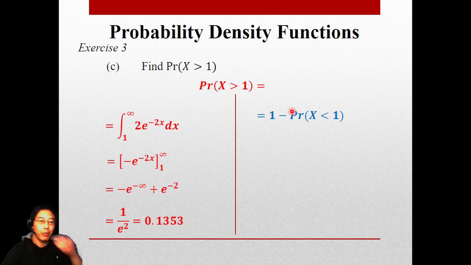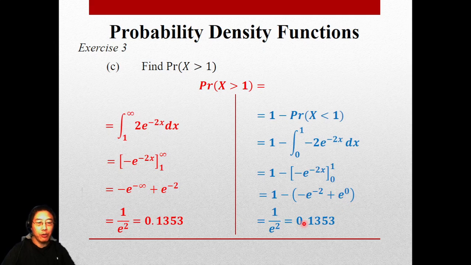Another way, alternate method. You can use the complementary. So from 0 to 1, which I prefer because now your boundaries are defined, definite. They're not infinite, so you won't have to use a limit. And we evaluate and we get the same answer.